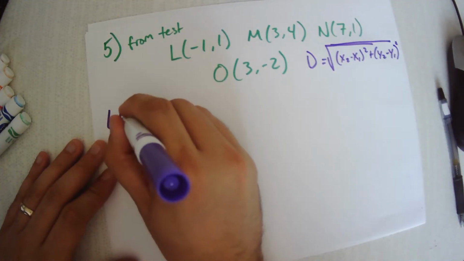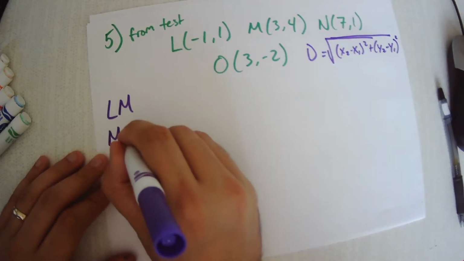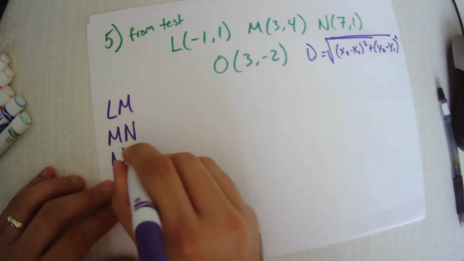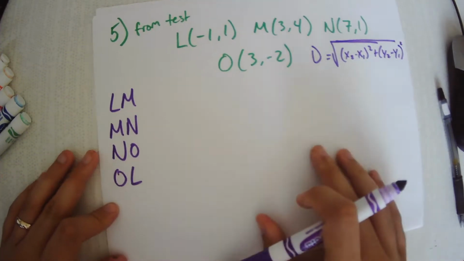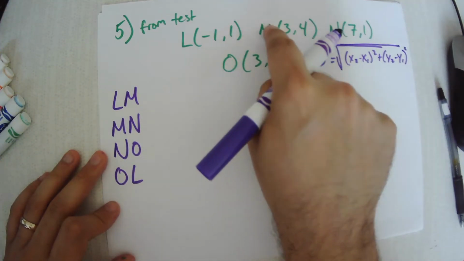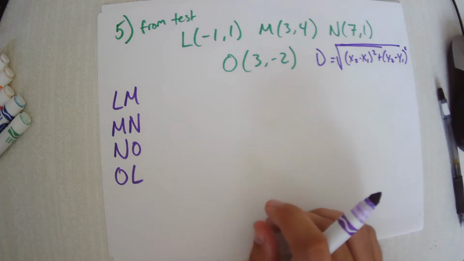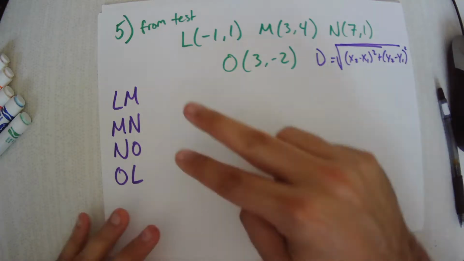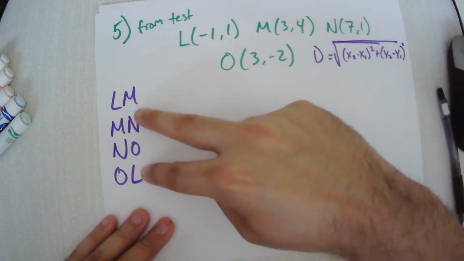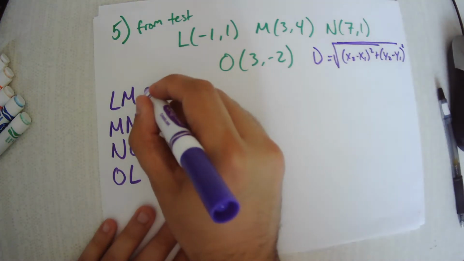I'm going to do LM, MN, NO, and OL. Those are my sides. I just go from one to the other, one to the other, one to the other, and back over. Those are each of my sides. For it to be a parallelogram, these and these need to match. They don't have to be the exact same.